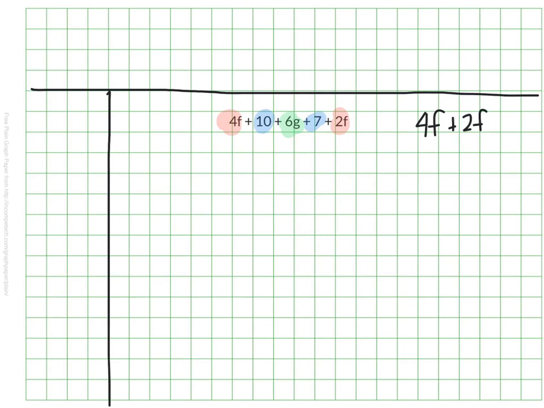That's what the operation here is telling me, plus. So that means I have 6 F's. I know that I have 10 plus 7. So I have 17 as my constant. And I know that I just have 6 G's. Nothing has changed there. So I'm going to put all that together again, leaving the constant last. So I'm going to say that it is 6F plus 6G plus 17. And so that's me combining like terms to simplify my expression.